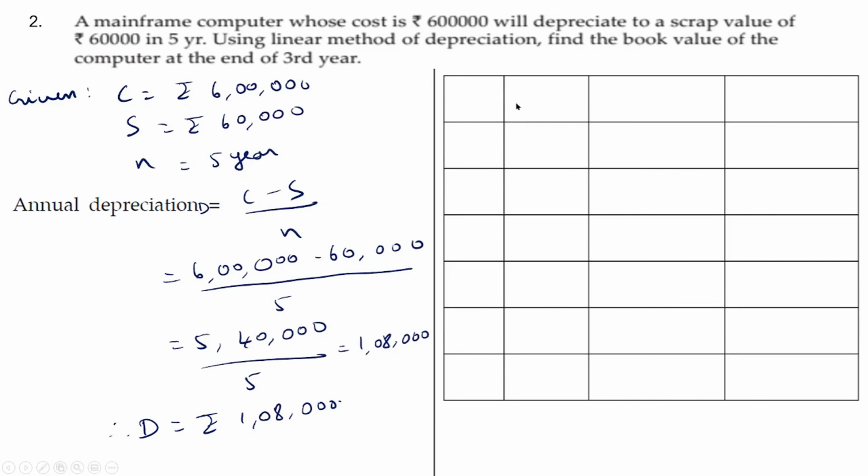Book value of the computer at any point of time is the difference between the original cost of the asset and the accumulated depreciation at that time. So we need to find the book value at the end of the third year. So let us write the depreciation schedule. This is called a depreciation schedule, where we have year, annual depreciation, accumulated depreciation, and book value.